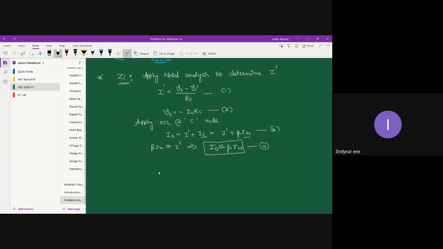All right. So therefore, what you can do is substitute 4 in 2. I'm substituting 4 in equation 2 so that I can get an expression for V naught. So what do we get? V naught is equal to minus, against I naught we have beta IB, into RC. Say equation 5.